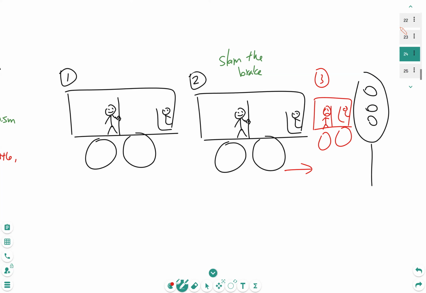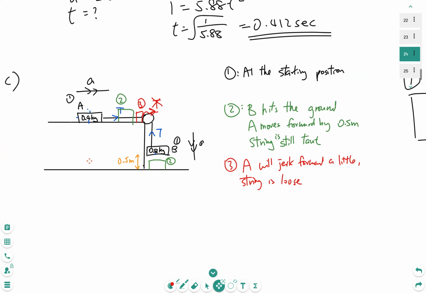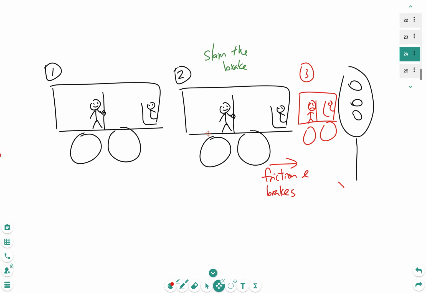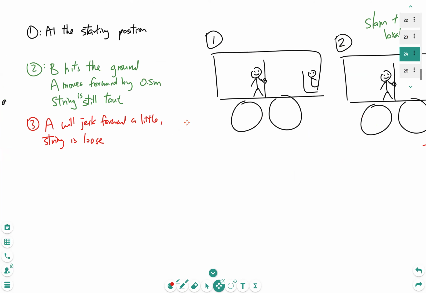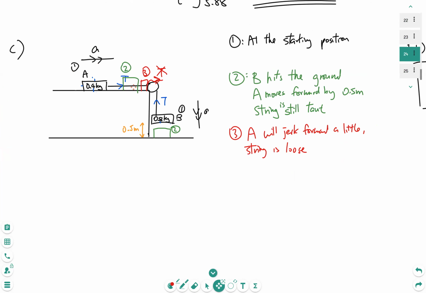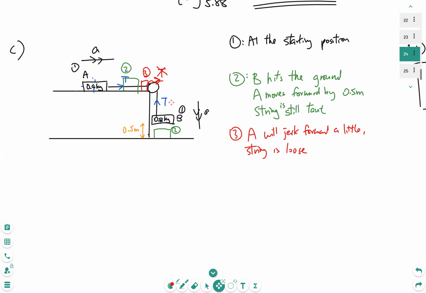So what stops the bus? It stops because of the friction and the brakes. So friction and brakes. But in this scenario, we don't have brakes. We just have friction stopping it. So that's the scenario we're looking into here. That's why particle A will still move forward, jerk forward a little bit, because of the spontaneous motion of the particle.